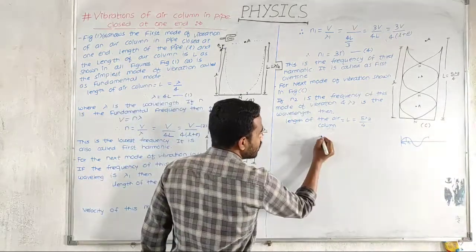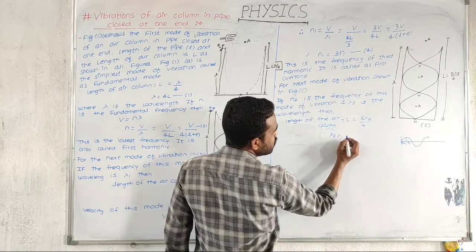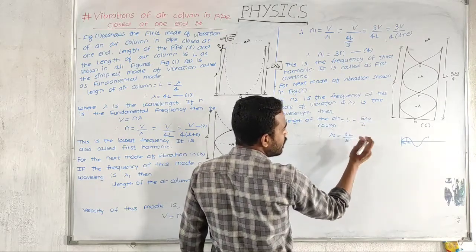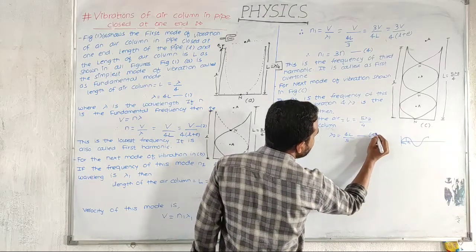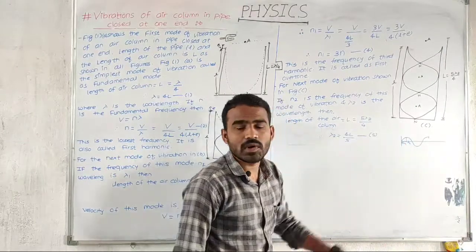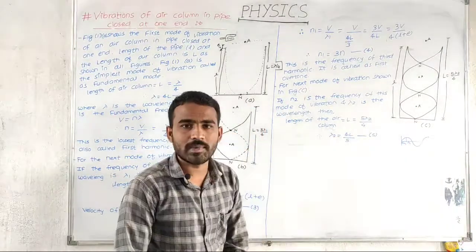So from this equation, lambda 2 is equal to 4L upon 5. Let us consider this is equation number 5. So lambda 2 is the wavelength of this mode of vibration.